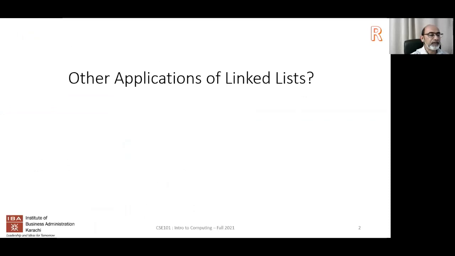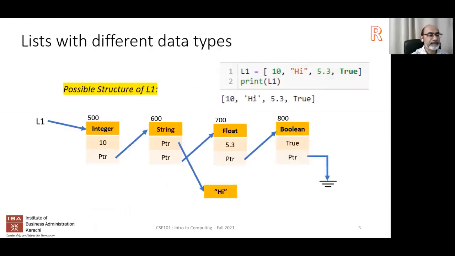We were talking about the applications of linked lists, and we saw that there are different types of data types that could be in a list. And the question was, how could you convert that or keep that in a linked list? So this was one possible structure. I'm not saying that any specific language, for example Python, actually adopts this, but this is one possible structure that you could adopt. Okay, it has its pros and cons.